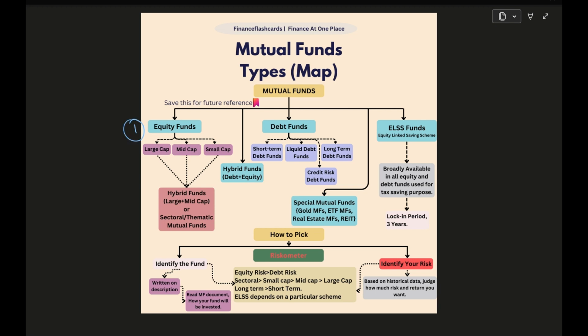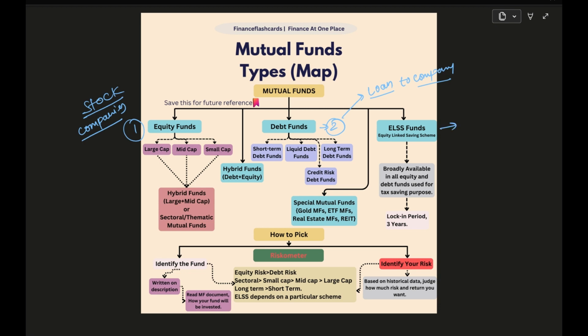The first one is your equity fund. What do we mean by equity fund? Equity funds are just like your stock options, which invest your funds in major companies. Next, we have debt funds. Debt funds are more like a loan to the company. It does not provide you any ownership of the company.